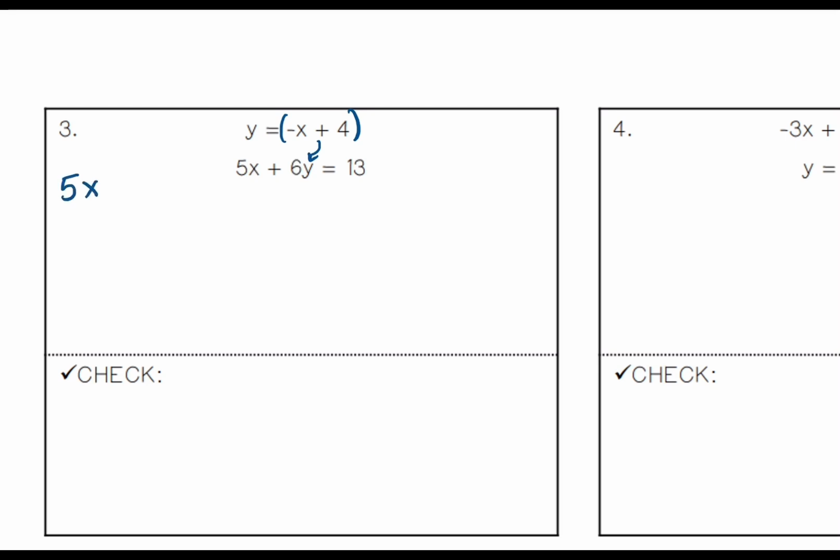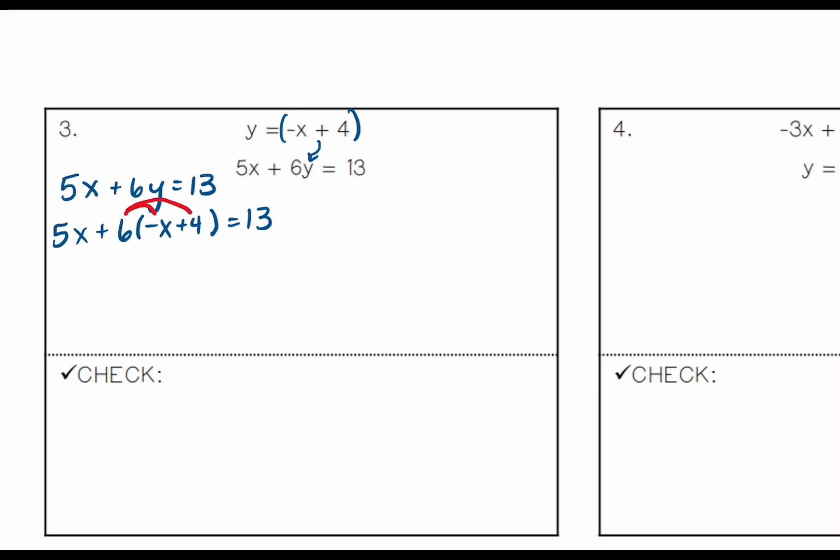Now if I write my equation, my equation is 5x plus 6y equals 13. I'm plugging in negative x plus 4 for y. So if I write my equation and I put what I'm plugging in for y in parentheses, I'll have negative x plus 4, right? That whole thing is going in for y. Keeping it in parentheses will help a lot, because now all of that is going to be multiplied by 6, right? It's 6 times y.